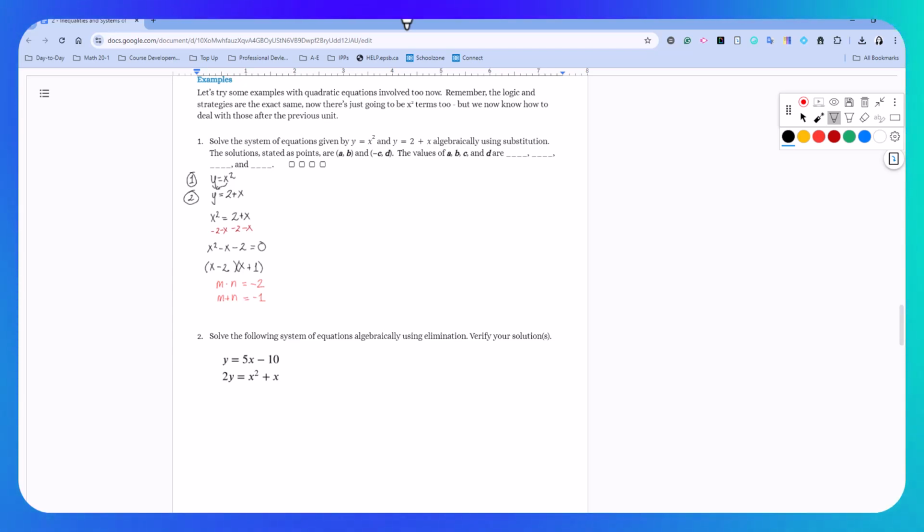And that gives us those little mini equations we're going to solve. We're going to say x minus 2 equals 0. So adding 2 to both sides, we get x equals 2. And then for the other one, we got the mini equation x plus 1 equals 0. And then we're going to solve for that by subtracting 1 from both sides to give us x equals negative 1.